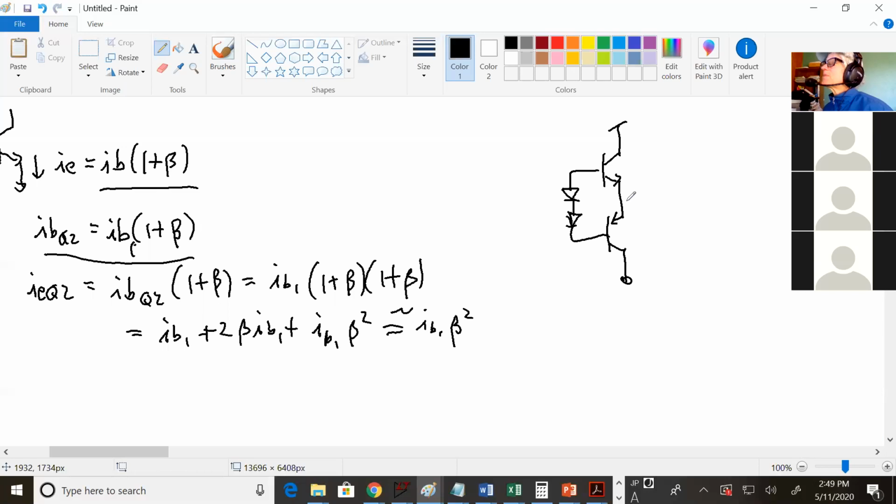So this is an output stage. Anybody remember the name? Nope. This is called a push-pull. So if you haven't done it already, I'll post a video or something.